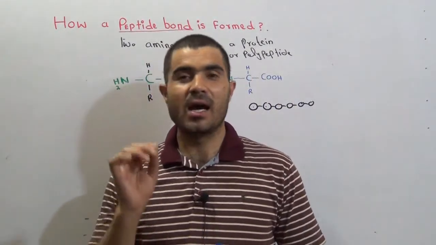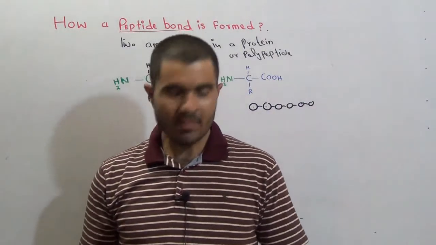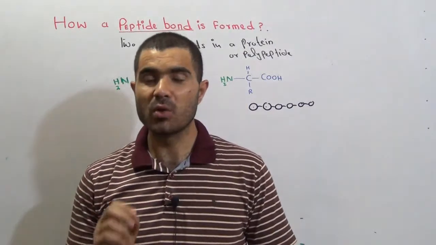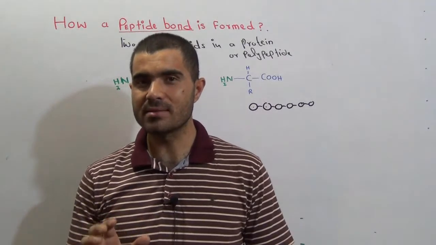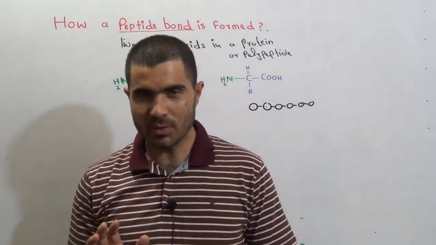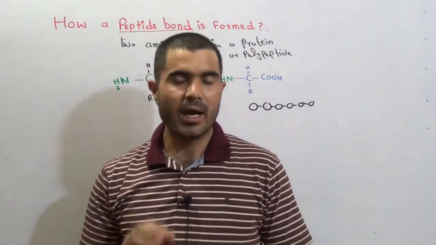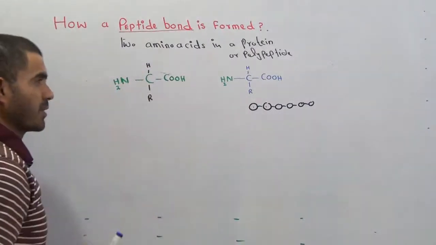That is how a peptide bond is formed in protein. Before we start the topic, I hope that the students know very well what an amino acid is, because without amino acids it is a little bit difficult. So I hope they know very well what an amino acid is. Now come to the topic: how a bond is formed.